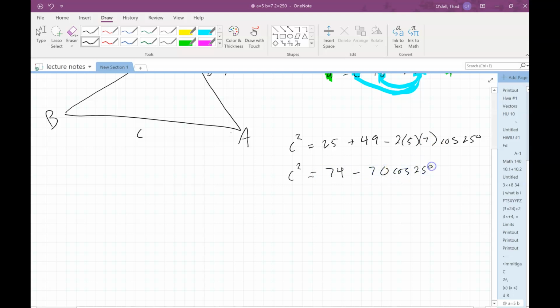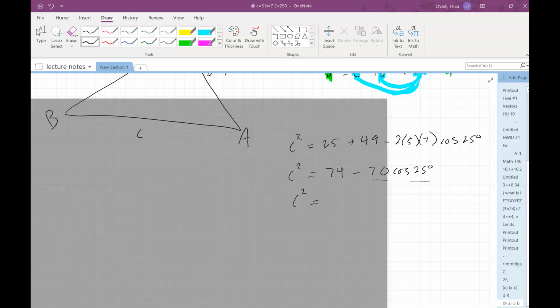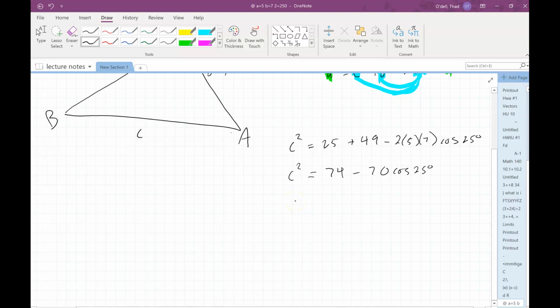Now be careful here. A lot of people are tempted to go 74 minus 70 and get 4, which of course is not true because this is 70 times cosine 25. So you have to do the 70 times cosine before you do the 74 minus. So let me grab a calculator real quick.